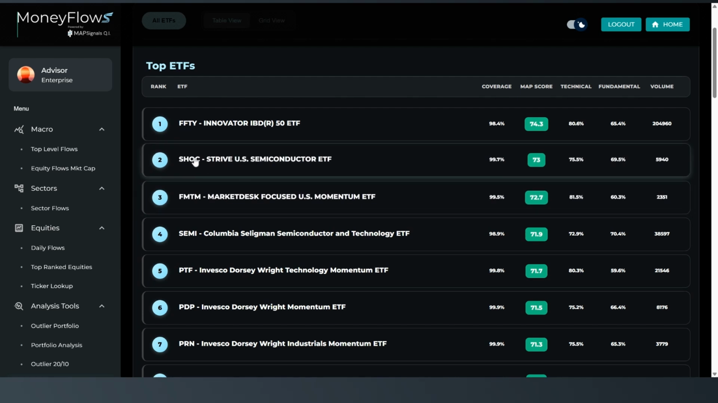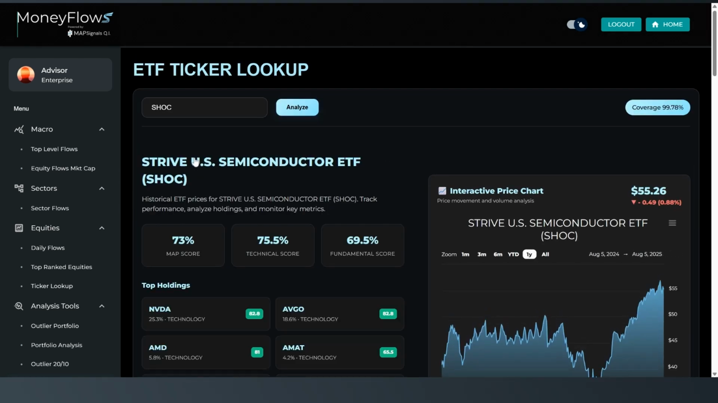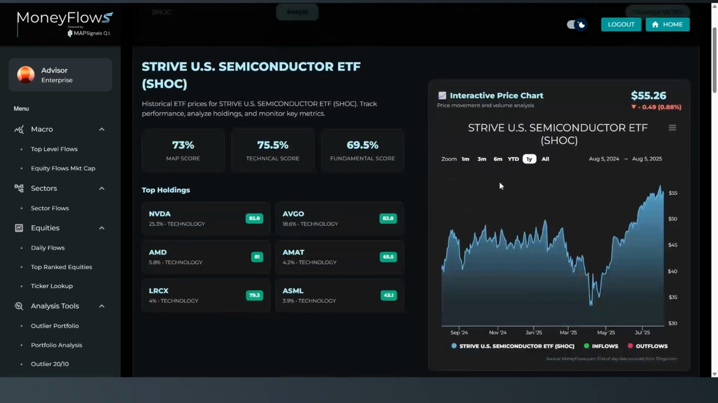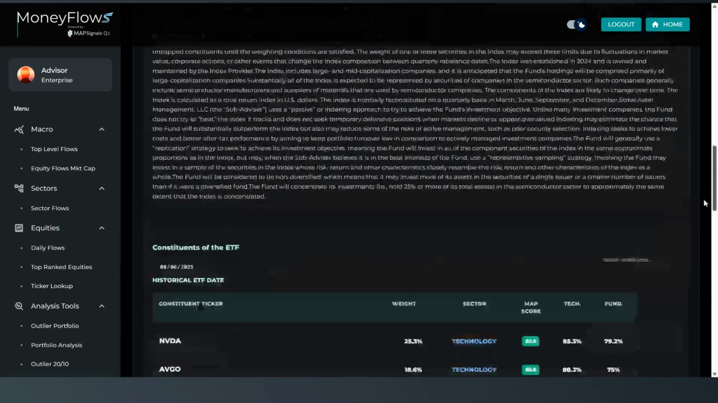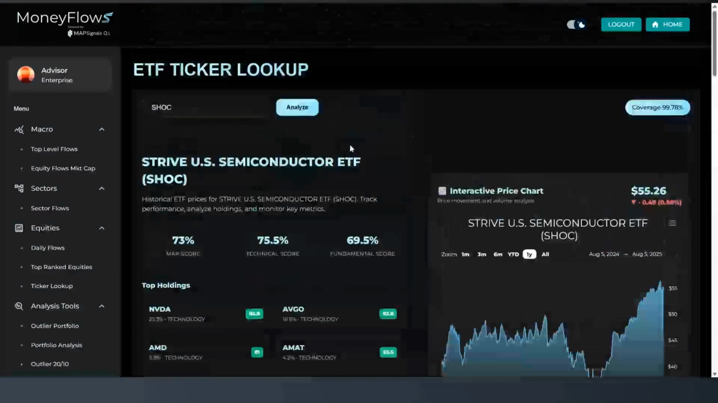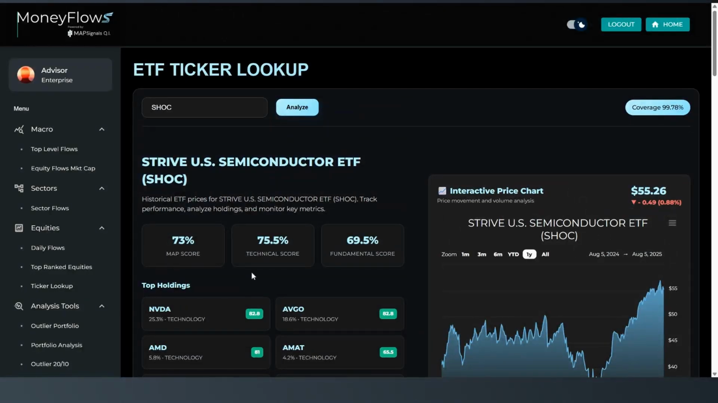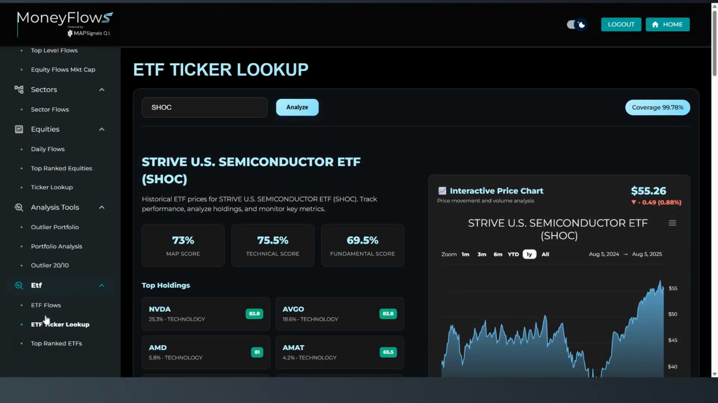So let's go ahead and look at it. This has a very strong score. Now you'll notice there is no flow data over here. And the reason for that is because it doesn't trade a lot of volumes. We want to look for institutional level volumes. But still, you want to be able to crack open ETFs and get those scores. And here you can see all of that right here whenever you're doing your analysis. It's a very powerful tool. So again, let's go ahead and do one more ETF ticker lookup.